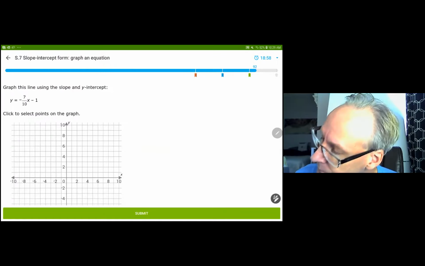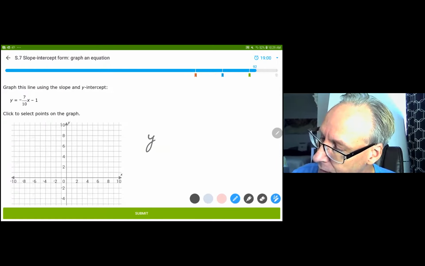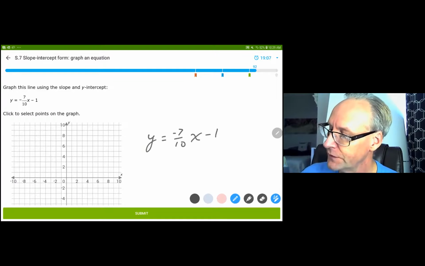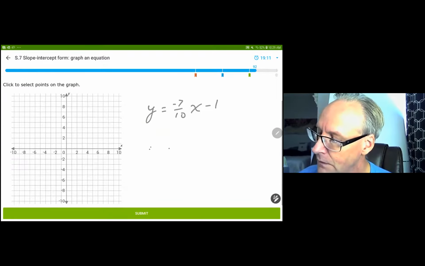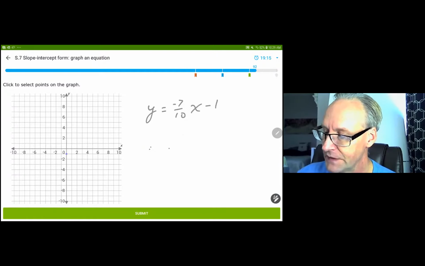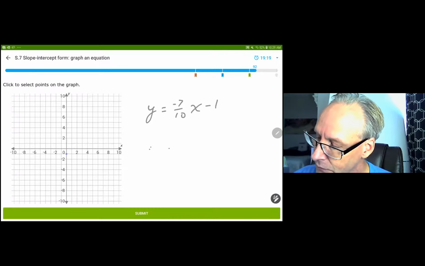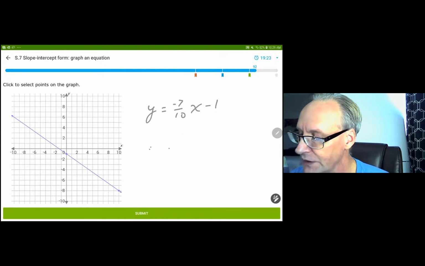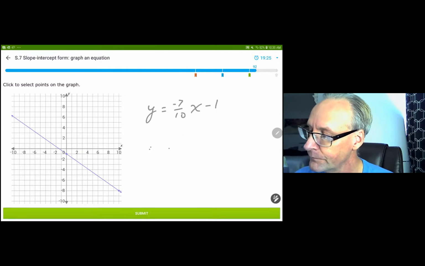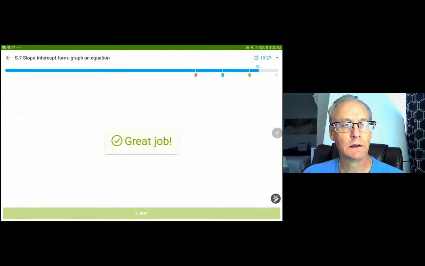In this one, we've got y equals negative 7 over 10 x minus 1. So I'm going through 0, negative 1, if I like. 0, negative 1 is located right there. And from there, I'm going to go down 7 and over 10, which is way over there.